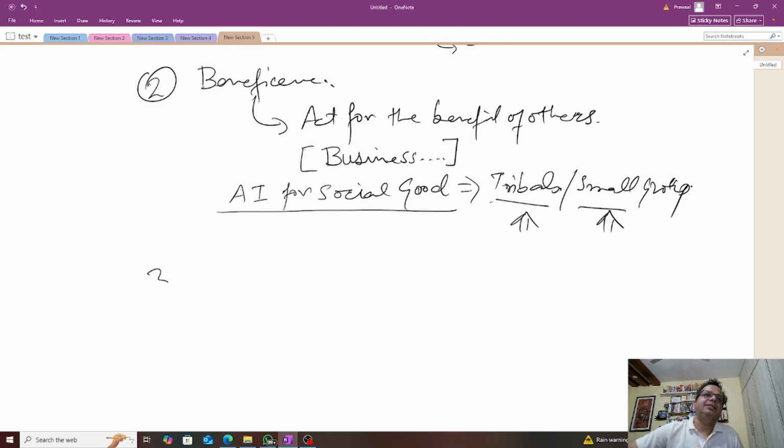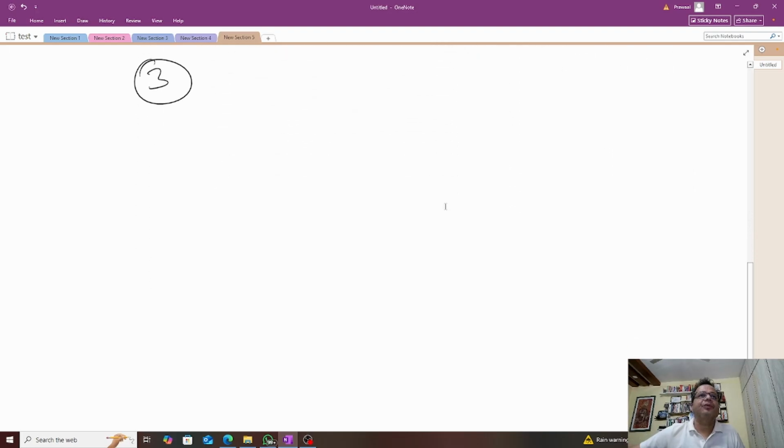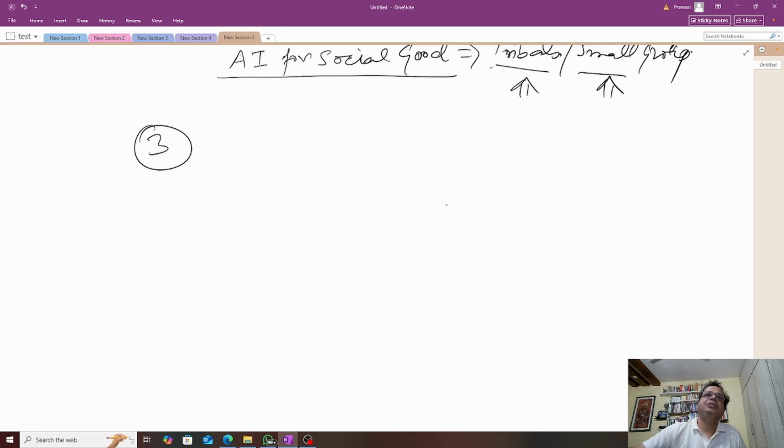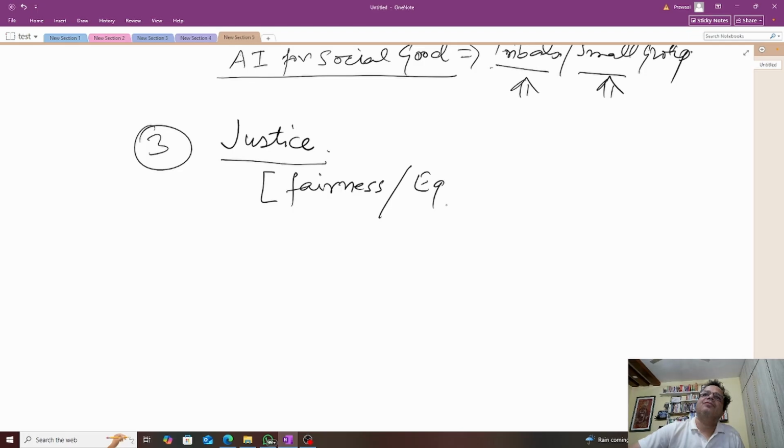Okay, the third principle is called the principle of justice. So what does justice mean? It's a general knowledge thing, that justice means that it has to give you some kind of fairness. So you have to be fair with people. It needs to have some kind of equality, and it also needs to be impartial. And maybe it also needs to be proportional.